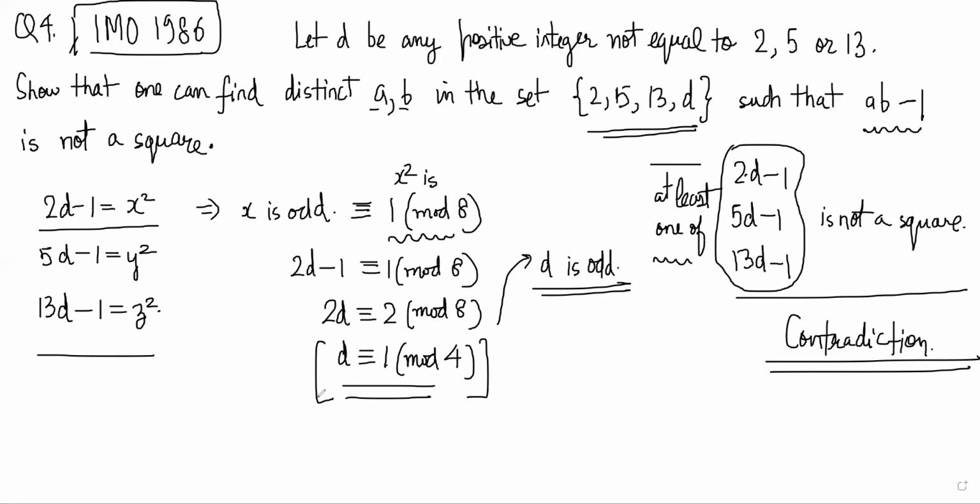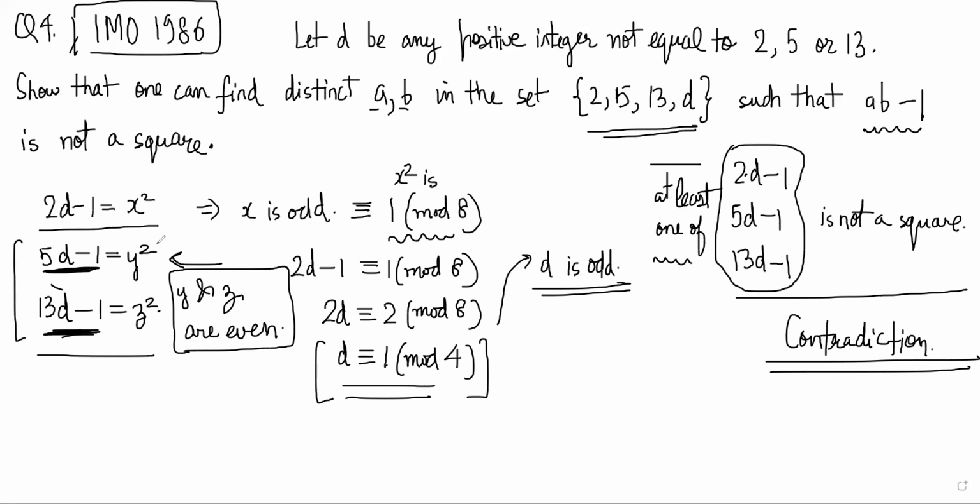Now, if D is odd, that implies 5D minus 1 is even and 13D minus 1 is even, right? So Y and Z are even, right? Okay. So far you have done this. Now think of what else we can do from here.